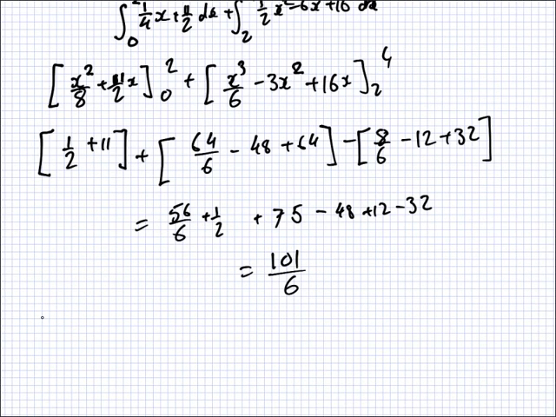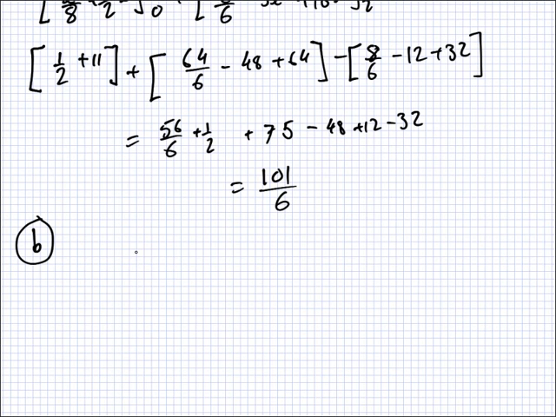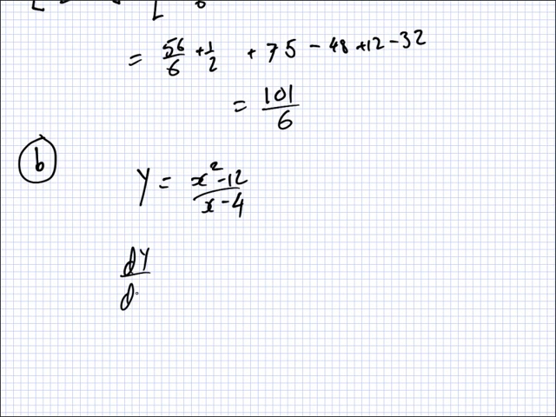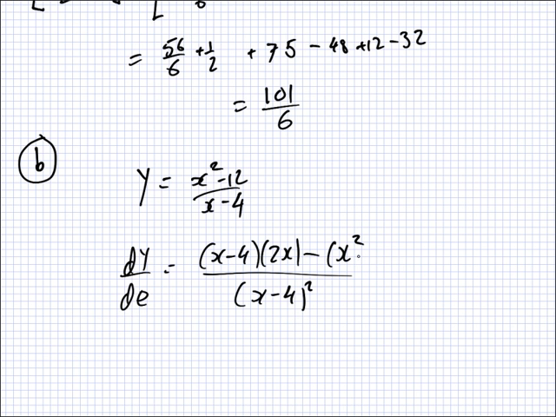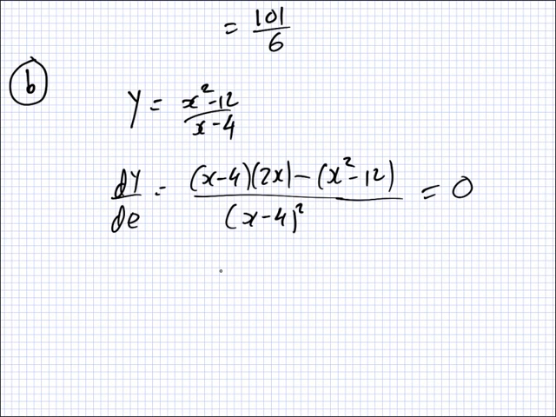B. A curve has that equation. Use the quotient rule to find the derivative. Okay, so they want the quotient rule and then the stationary point. So the quotient rule says it's the bottom squared, the bottom times the derivative of the top minus the top times the derivative of the bottom, which is 1. And that should equal 0. Yeah? Which means the top should equal 0.